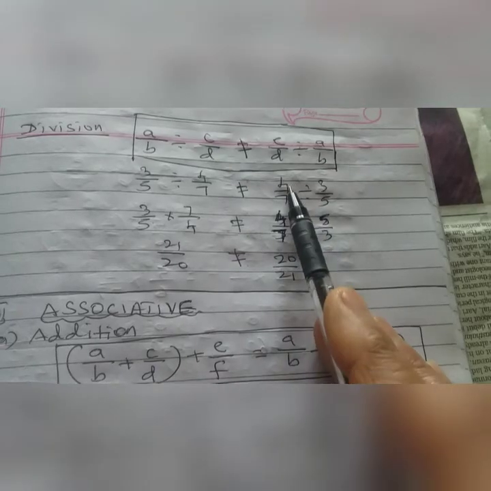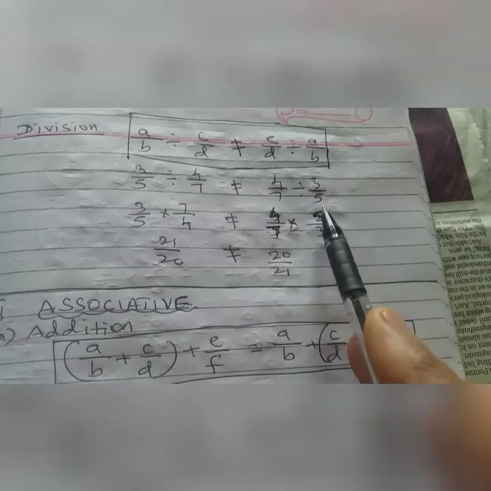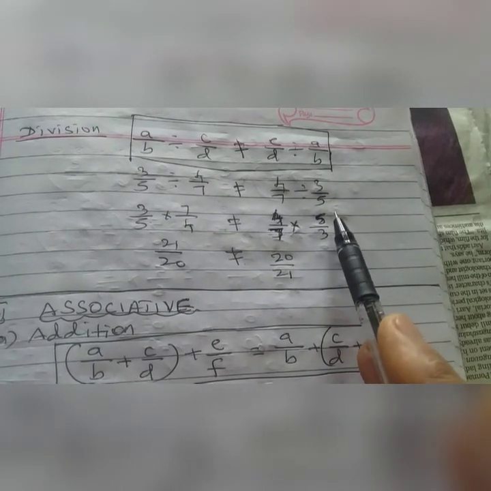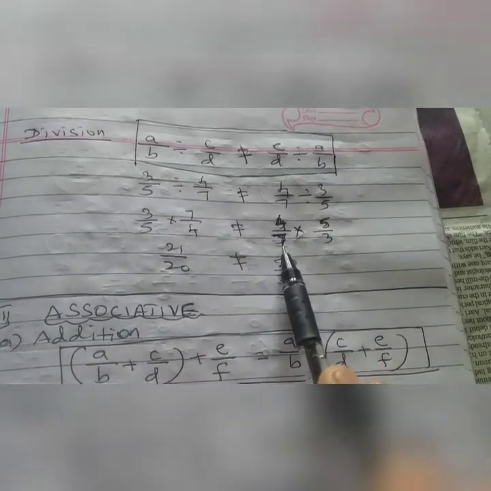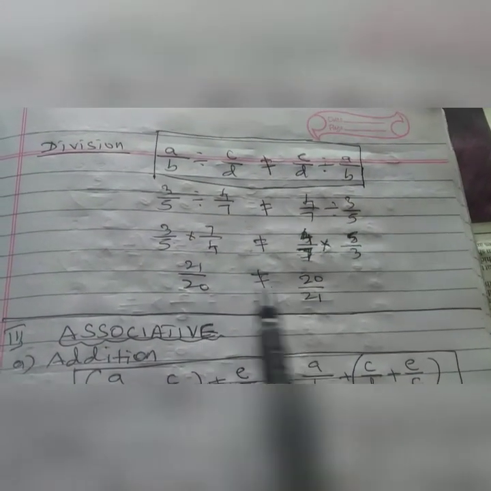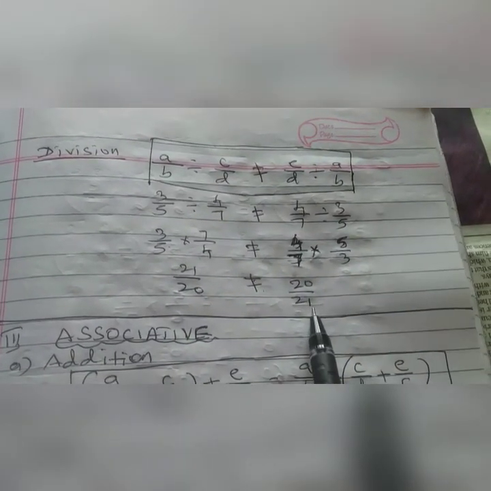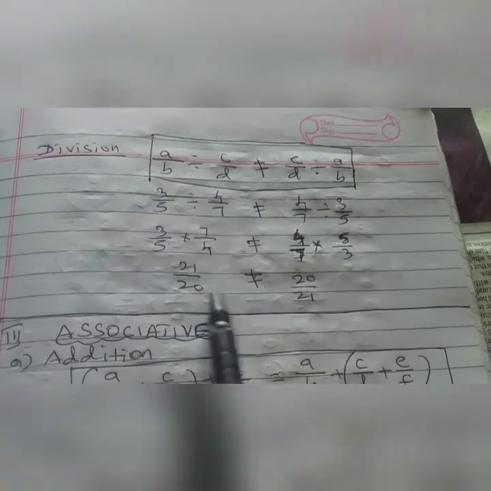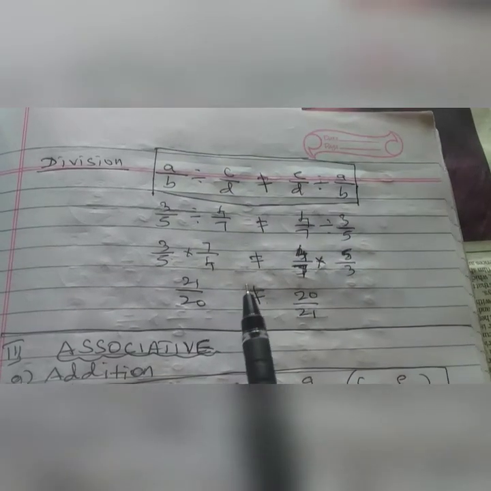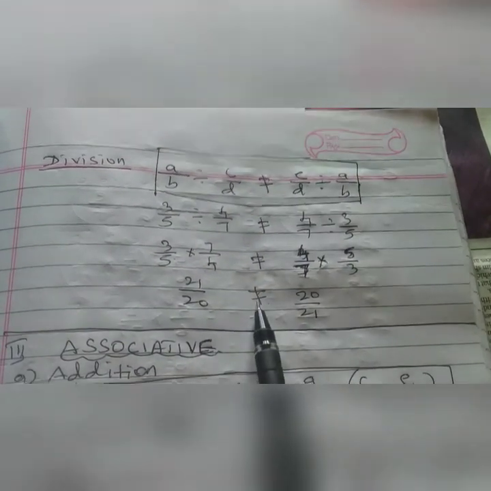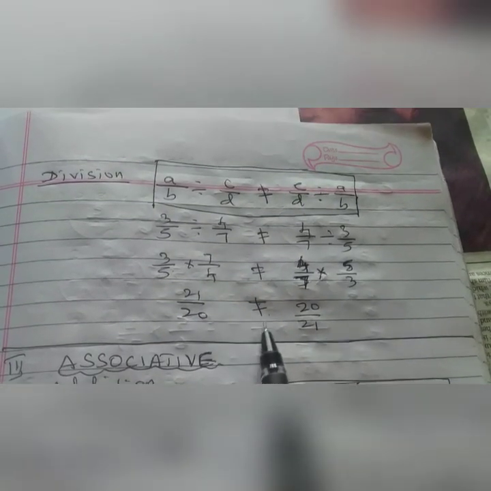Now we come to the right hand side. Write the first rational number 4 by 7 as it is, change division into multiplication, and 3 by 5 becomes 5 by 3. So now multiply them. 4 5s are 20 and 7 3s are 21. Now check both the sides. Left hand side is 21 by 20. Right hand side is 20 by 21. Are they equal? No, they are the reciprocal of each other. These two rational numbers are not equal. So the commutative property is not true for division. So it is true for only addition and multiplication and not true for subtraction and division.